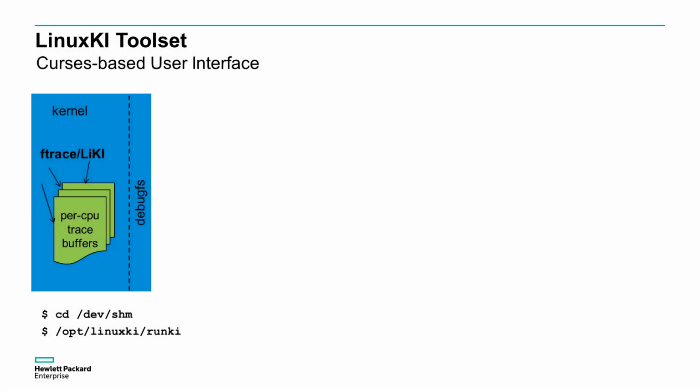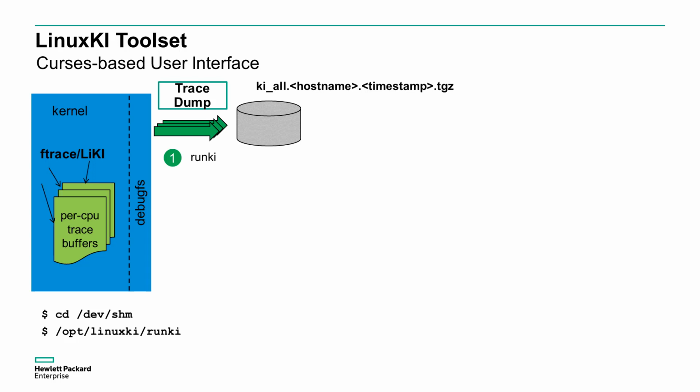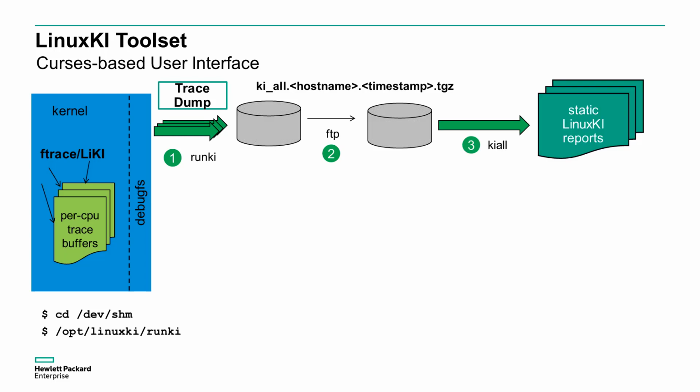The normal process flow is to take a LinuxKI trace dump using the runKI script, copy the data to the system where you want to perform the analysis, and then execute the KI all script to generate the various text-based reports and the kparse HTML file.